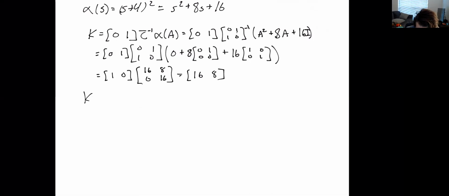All right, so next. The left-hand side matrices multiplied together give 1 and 0. And then this will be a matrix with 16, 8, 0, and 16, since I just did the sum. This is going to be equal to 16 and 8. So at the end of the day, we'll get K is equal to 16 and 8.